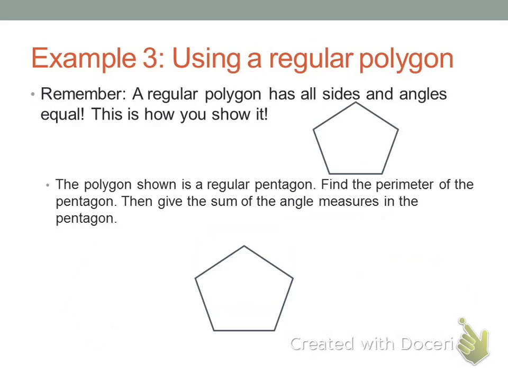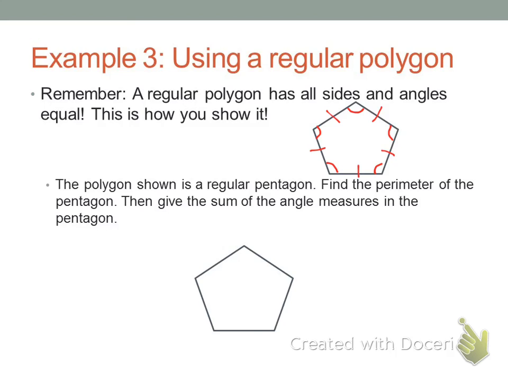Now in example 3, we're talking about regular polygons. Here's how I know it's a regular polygon. This is also on your homework, and it could be on your quiz and test. All of the angles are the same measure. I know that by the curved symbol that will be in each angle. And then all of the sides are congruent, and I see that again illustrated by the hash marks. So that's what a regular polygon would look like, and in this case, a regular pentagon. The polygon shown is a regular pentagon. Find the perimeter of the pentagon, and then give the sum of the angle measures of the pentagon.